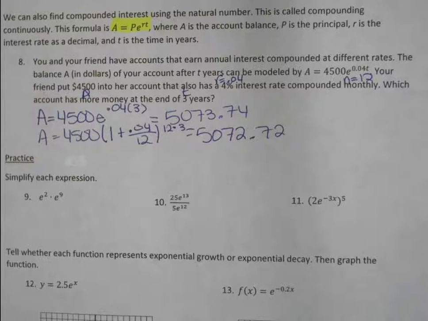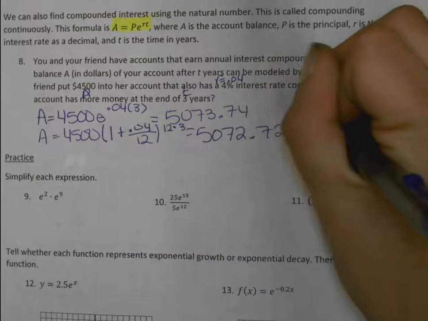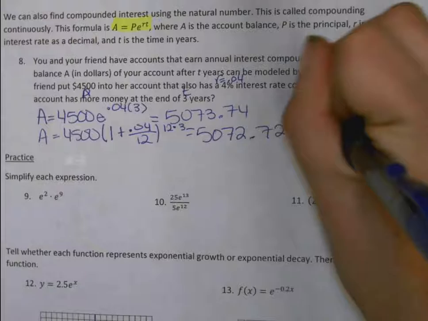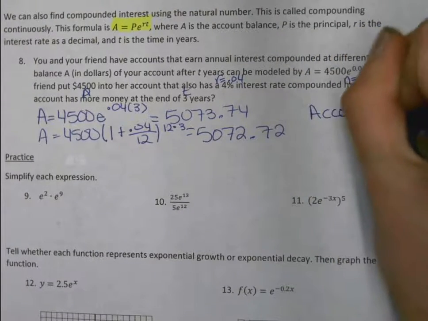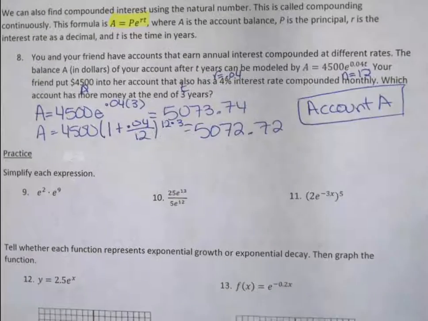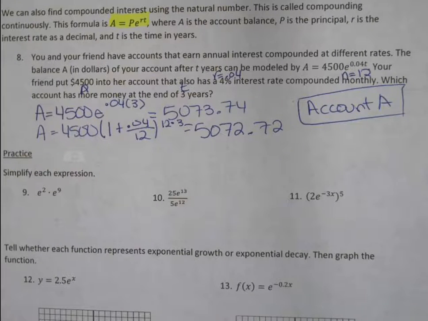Okay, so who has more money at the end of 3 years? Me. So, account A could only have like $1 more. In general, if they're exactly the same percentages and times, as well as initial amount of money, the accounts that are compounded continuously always make more money, because it's happening on a more frequent basis.